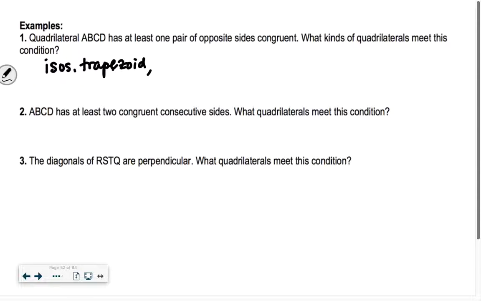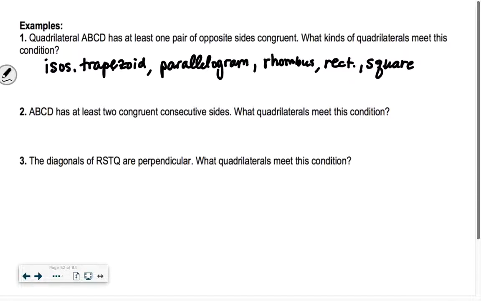Okay, what else do we think? Parallelograms? At least one pair of opposite sides congruent? Yeah, it actually has both. So we're going to say parallelograms, and then every kind of parallelogram. So a rhombus, rectangle, square. You know what I did for your homework, which is so nice. I typed all these out, and I said circle the ones that make this true. So nice.